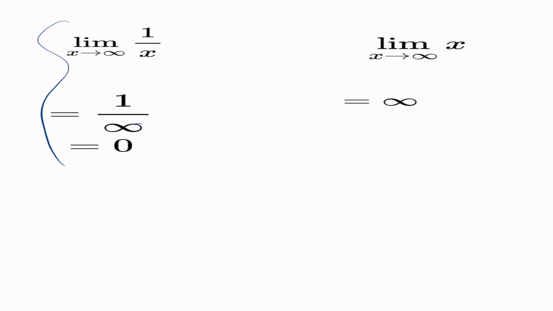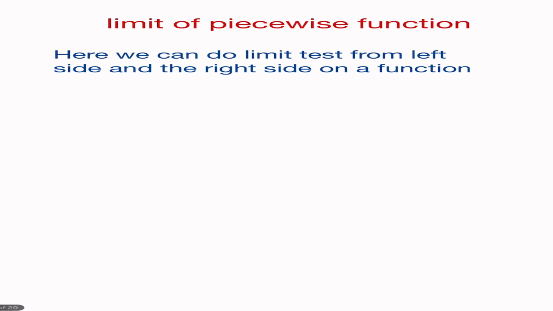Here's the clear view. You guys can see it. Now, let's talk about piecewise function. Piecewise function is exactly from left side and right side of limit test. If you do that, you will find out the answer. If, let's say, from left side and right side you have different values, that means the limit does not exist.